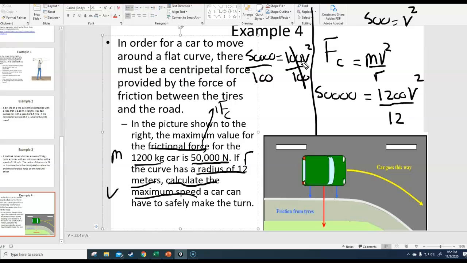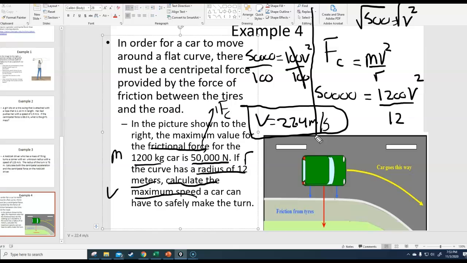And then to undo a square, I want to do the opposite of square, which is square root. So I'm going to take the square root of both sides. And so in my calculator, I'm going to type in the square root of 500. And the answer I get is 22.4 meters per second. And that is the answer to my question.